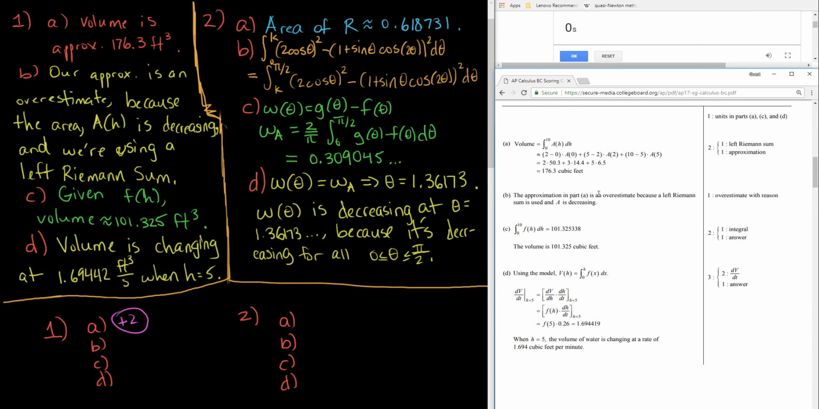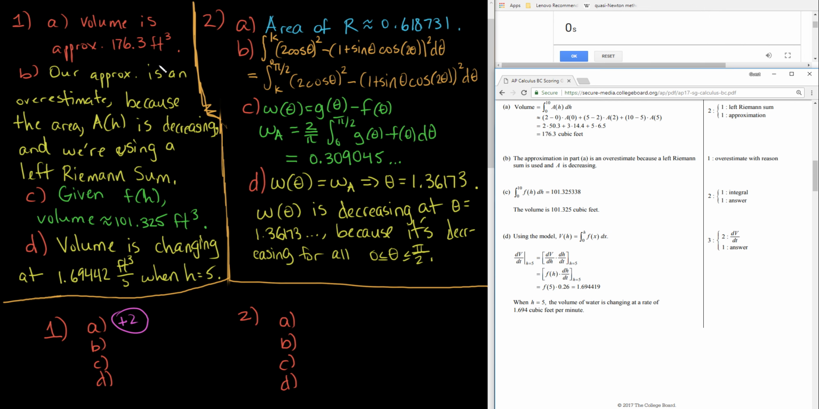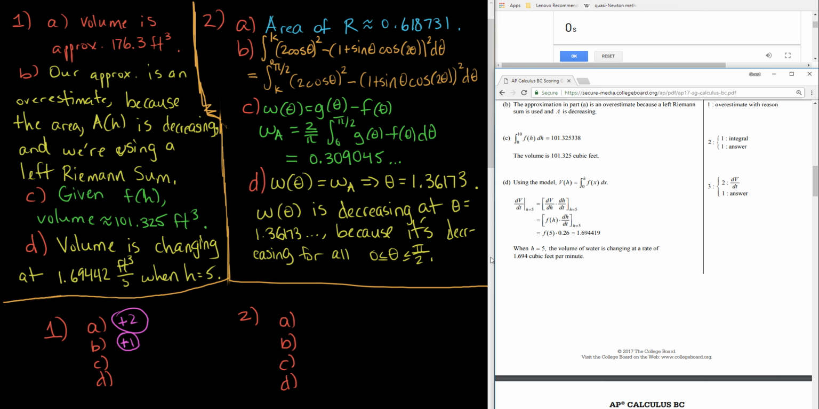Our approximation in part A is an overestimate because the left Riemann sum is being used and A is decreasing. And what do we say? Our approximation is an overestimate because the area A of h is decreasing and we're using a left Riemann sum. We reversed the order of what they were looking for, but yes, overestimate with reason. I say that is reason to give plus 1 point. Ha ha ha, not. Okay, sorry for my bad puns.